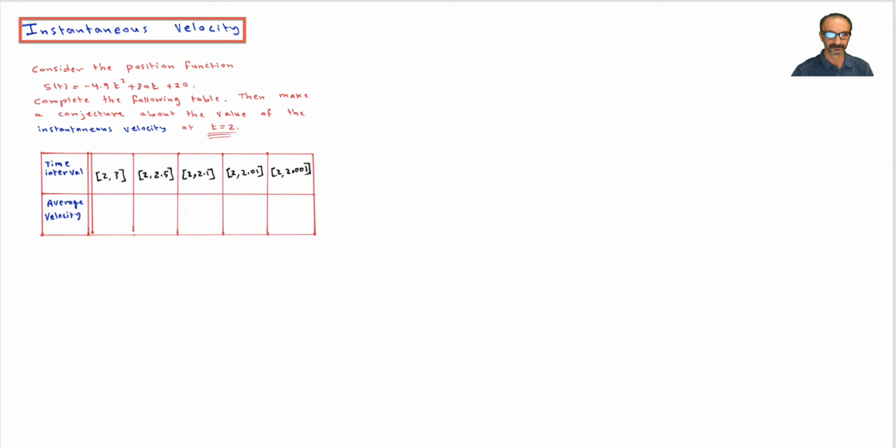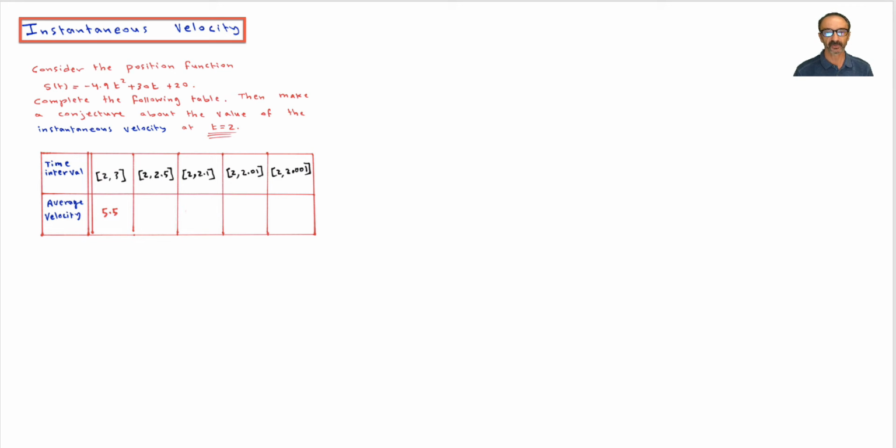Here's the table. So if you go all the way from 2 to 3, we know how to find the average velocity. We just plug in 2, plug in 3, and finish s of 3 minus s of 2 over 3 minus 2, and the rest is done. I'm skipping all those calculations, and I have 5.5.